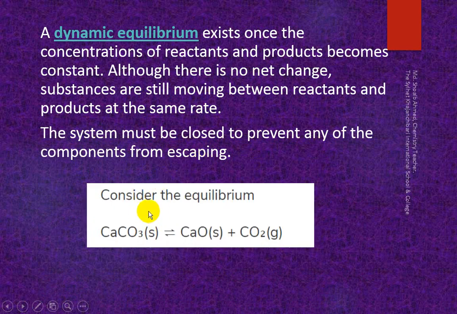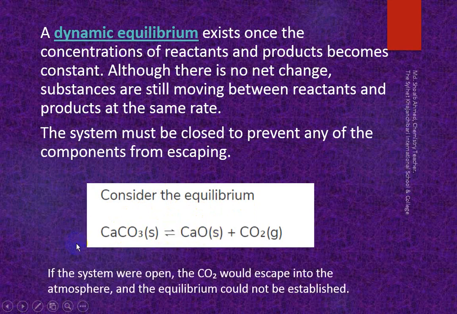Consider this equilibrium. In a closed system, this equilibrium is established. If the system were open, the carbon dioxide would escape into the atmosphere, and the equilibrium couldn't be established. So the system must be closed.